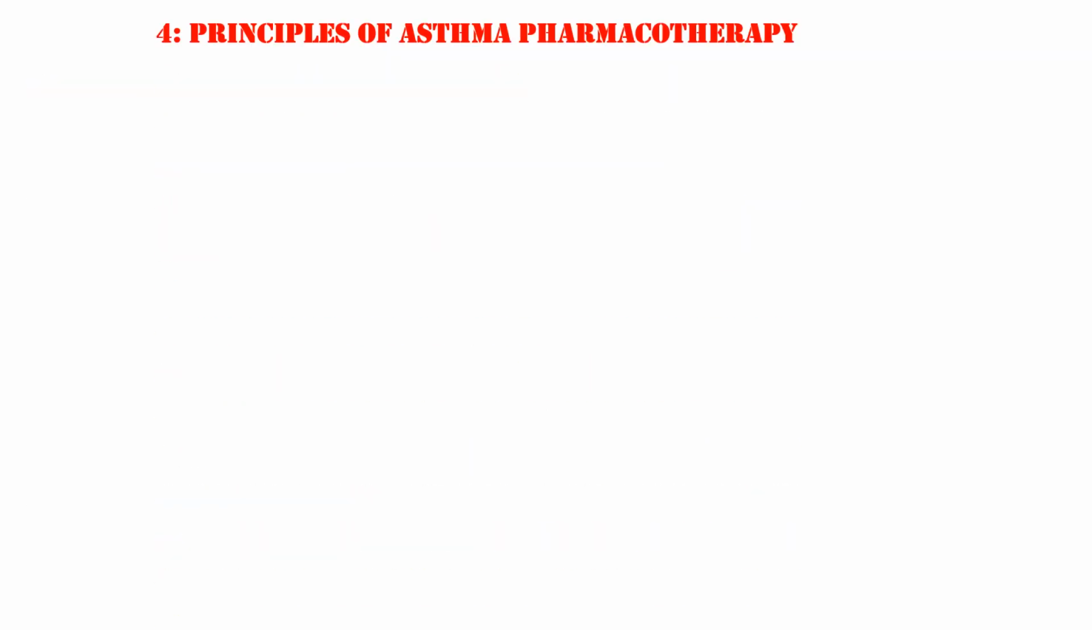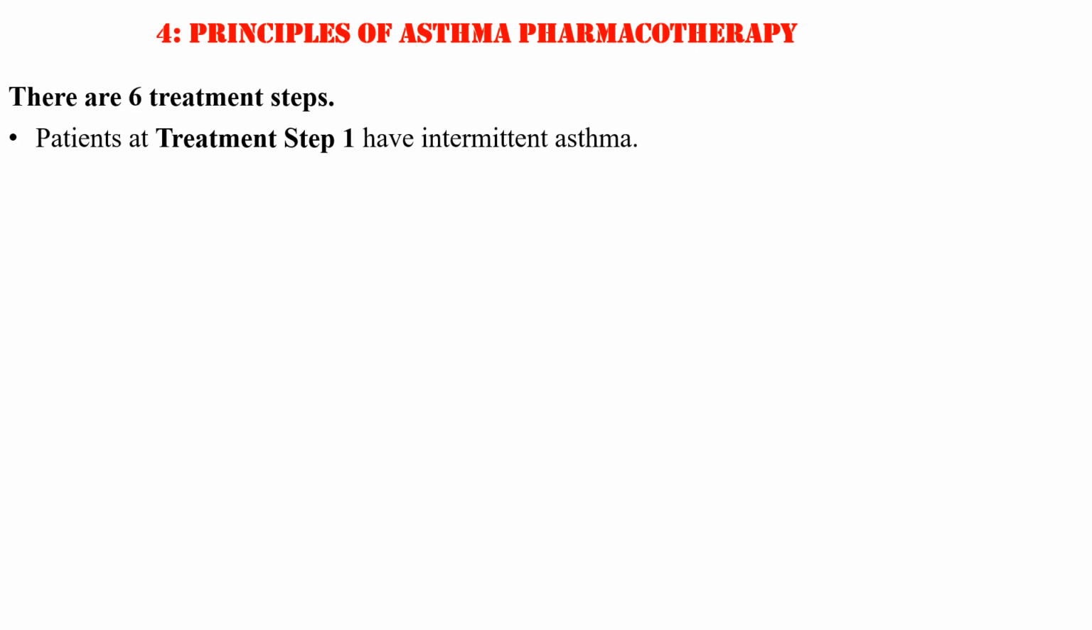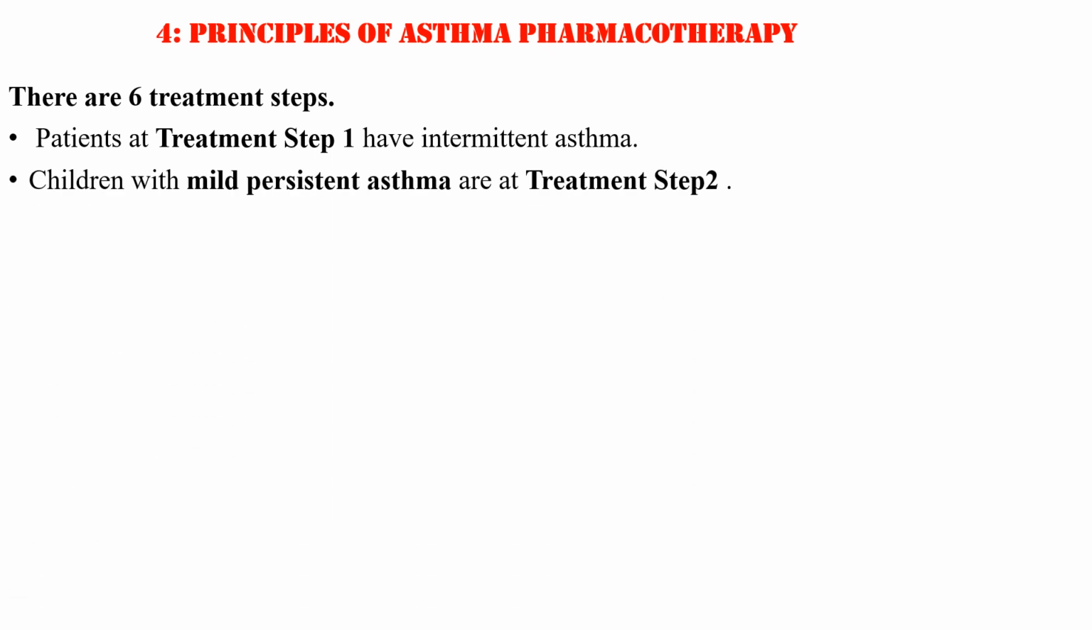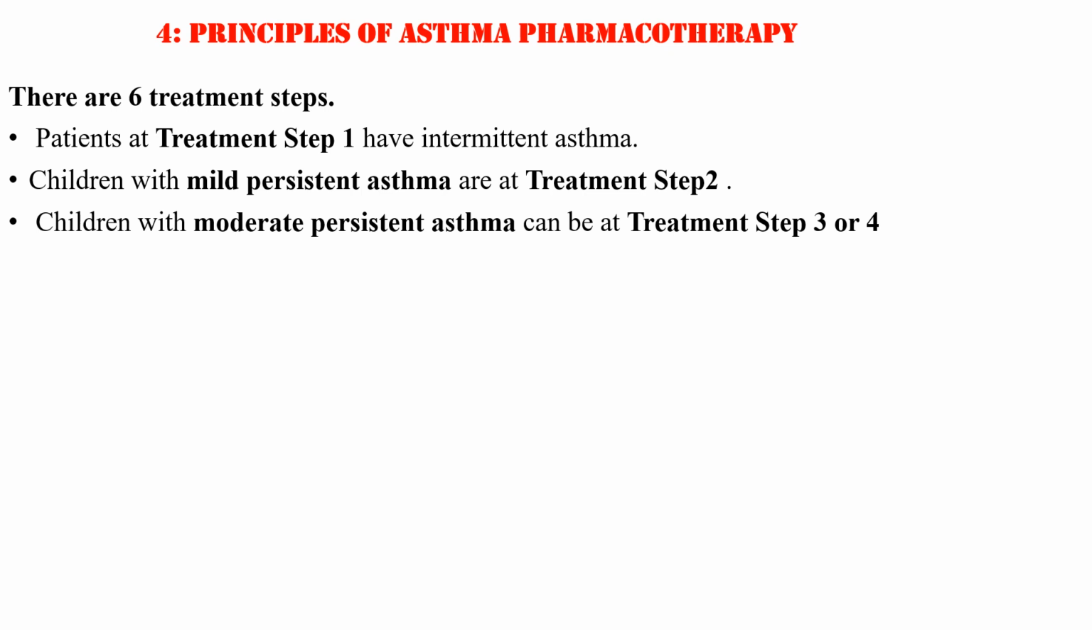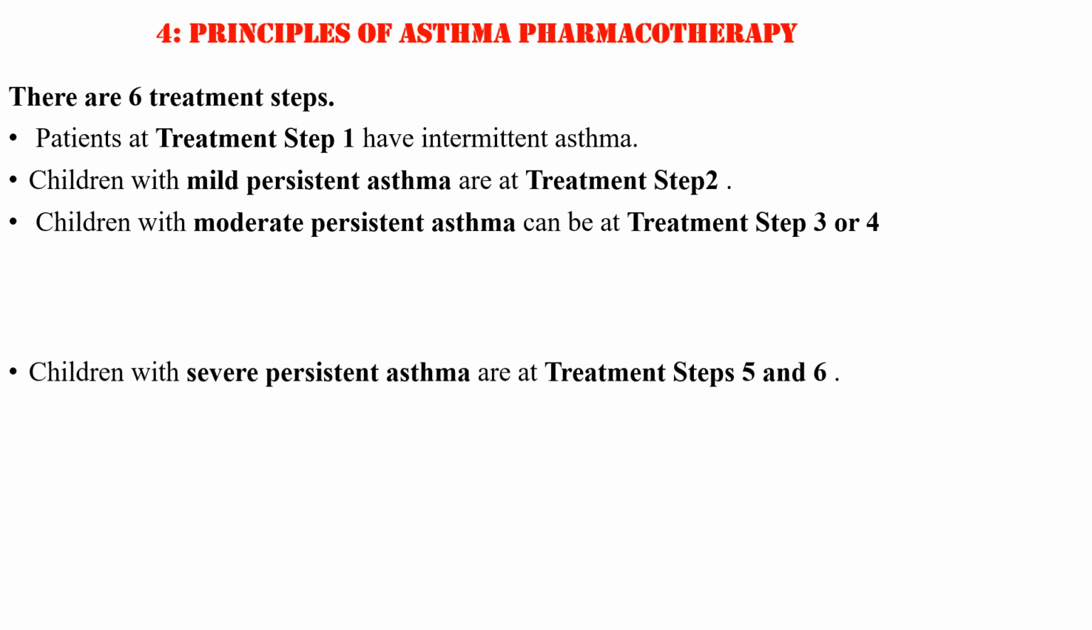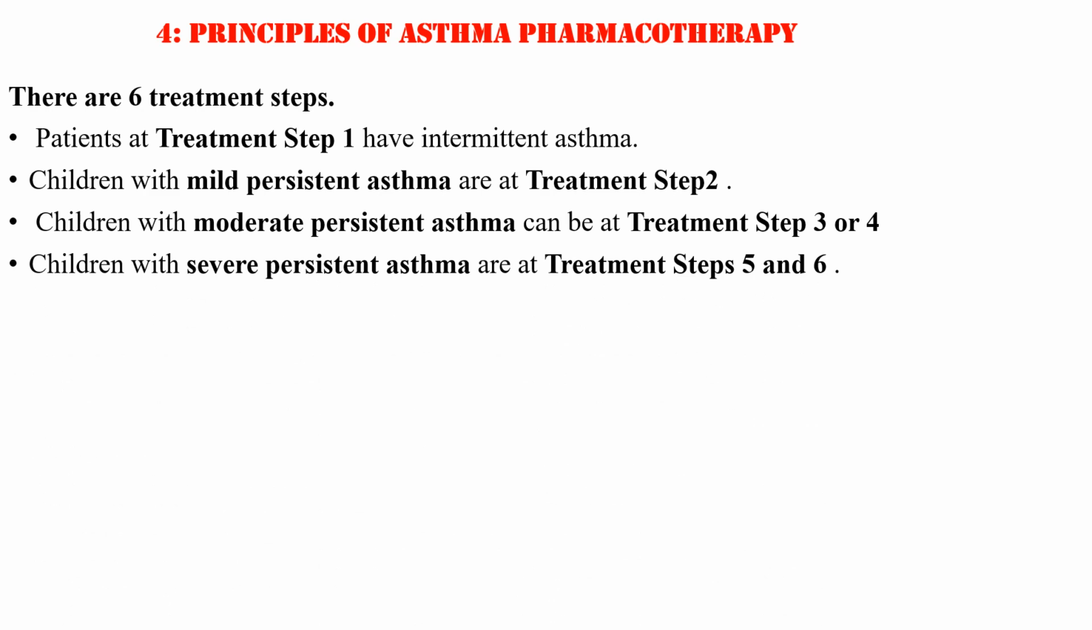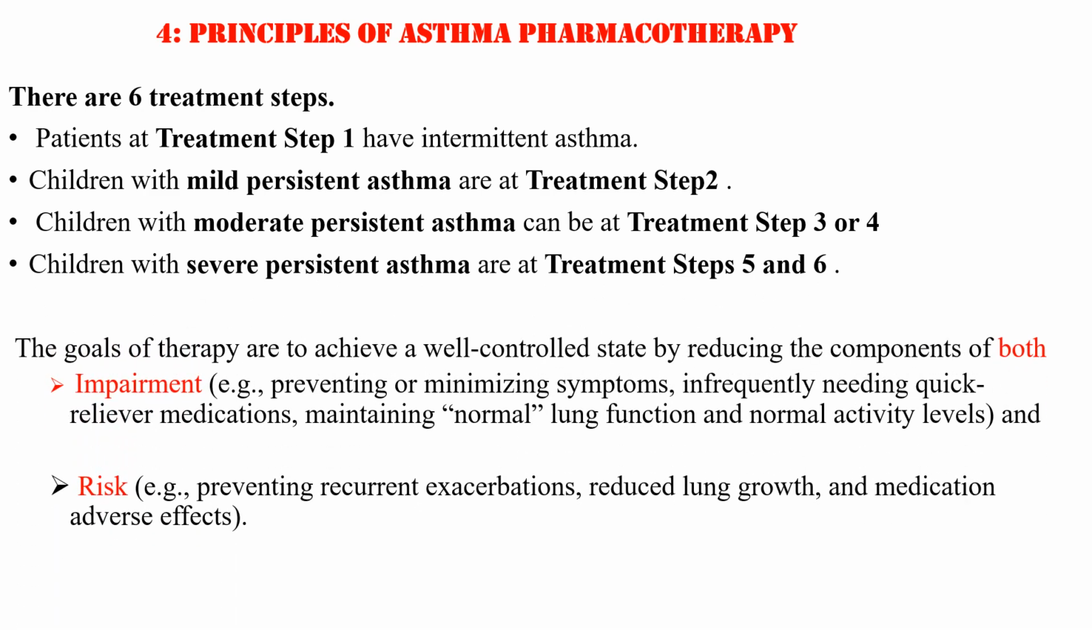The fourth is the principles of asthma pharmacotherapy. There are 6 treatment steps. Patients at treatment step 1 have intermittent asthma. Children with mild persistent asthma are at treatment step 2. Children with moderate persistent asthma can be treated at treatment steps 3 and 4, and severe persistent asthma at treatment steps 5 and 6. The goal of therapy is to achieve a well-controlled state by reducing the components of both impairment and risk.